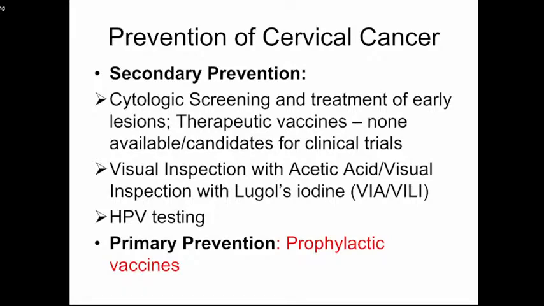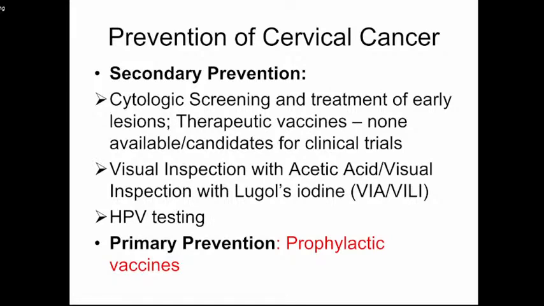Visual inspection with acetic acid and visual inspection with Lugol's iodine. So you will hear the gyne-oncologist talking about VIA/VILI. That's visual inspection with acetic acid and with Lugol's iodine, where you paint the cervix with acetic acid, which is table vinegar, and the lesions are acetowhite, they light up, and then they can be biopsied to confirm whether it's a premalignant lesion.